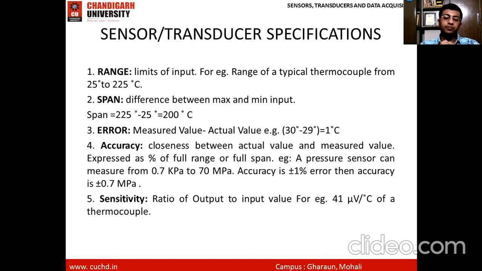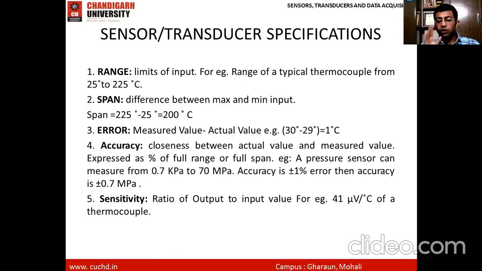Next is sensitivity. Sensitivity is nothing but the ratio of output to the input value of the device or the sensor. I'll tell you the difference between sensitivity and gain as well, because the gain of a device is also similar. It is also the ratio of output to the input quantity. So what's the difference between gain and sensitivity then? Sensitivity is the ratio of output to input, where both are different quantities. But gain is the ratio of output to input where both have the same units, same quantities. That's why gain is unitless, but sensitivity has a certain unit.